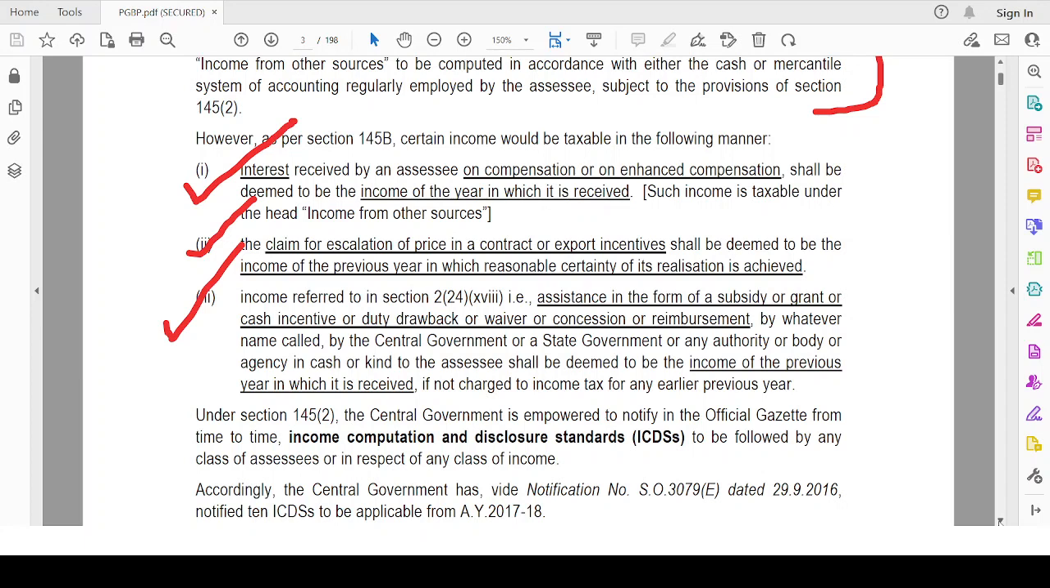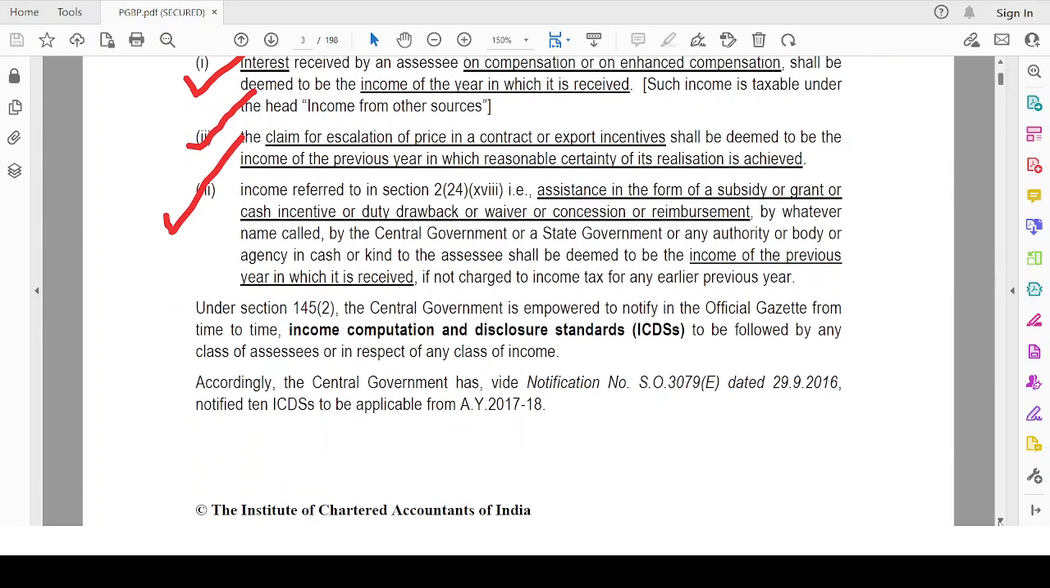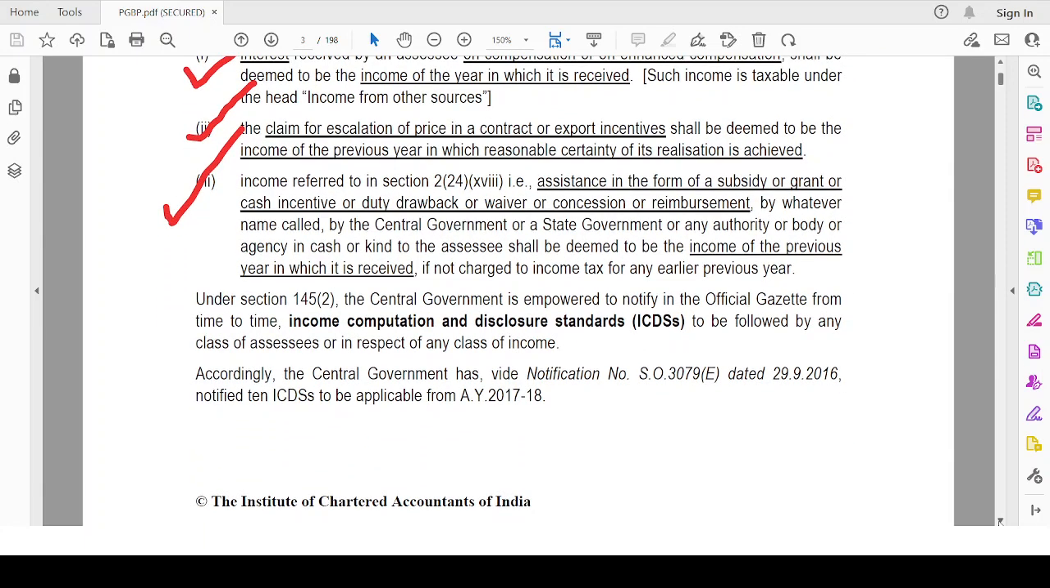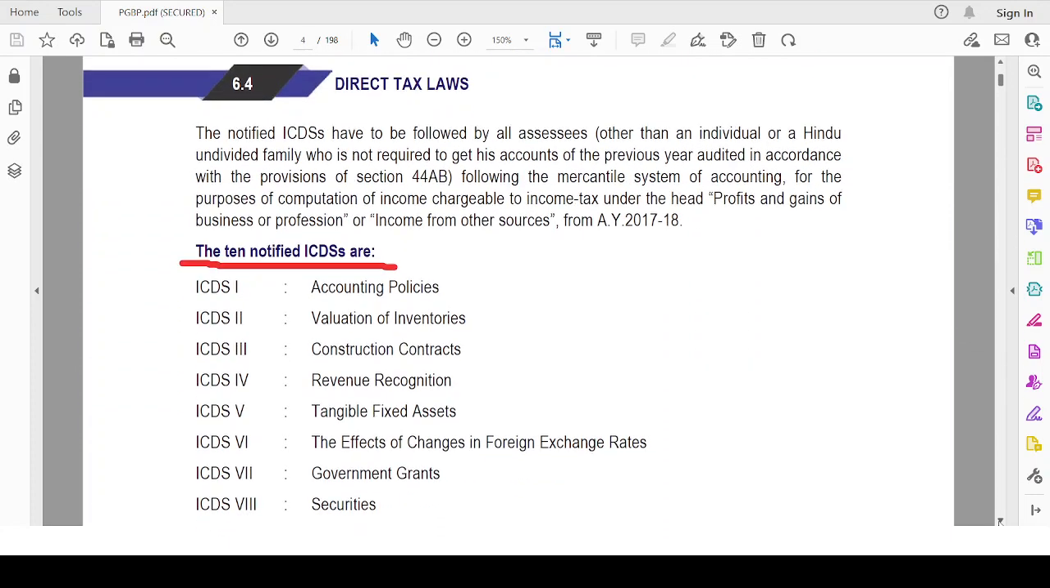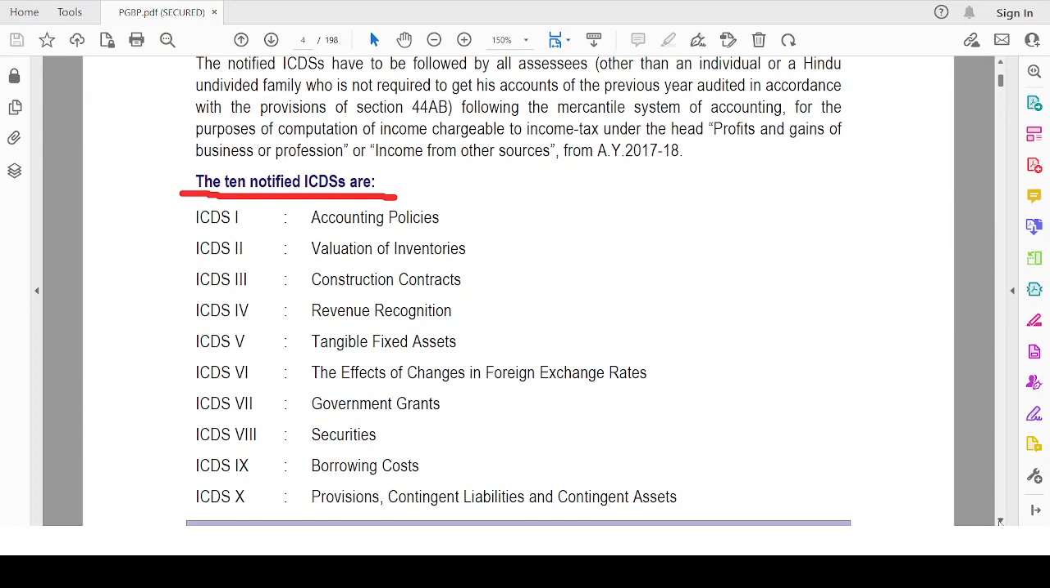Now we move on to section 145, subsection 2, which gives the central government the power to notify ICDS, which is nothing but Income Computation and Disclosure Standards. For now we have 10 ICDS. 10 ICDS. Let's repeat it together with me.